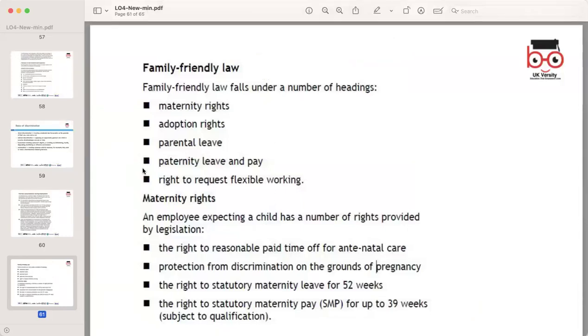Then, family-friendly law falls under a number of headings, encompassing several categories, including maternity rights, adoption rights, parental leave, paternity leave, and entitlements to request flexible working arrangements. Regarding maternity rights, employees anticipating the birth of a child are granted various legal entitlements. These include the right to reasonable paid time off for antenatal care, safeguarding against discrimination based on pregnancy, eligibility for statutory maternity leave lasting 52 weeks, nearly a year, and the right to receive statutory maternity pay, or SMP, for up to a maximum of 39 weeks, contingent on meeting specified qualifications.